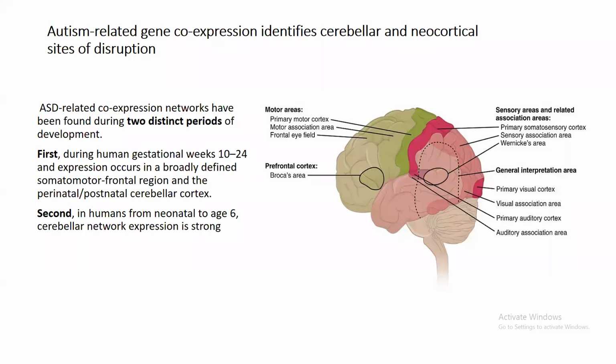First, during human gestational weeks 10 to 24, expression occurs in a broadly defined somatomotor frontal region, which is almost the frontal lobe of the brain, and the prenatal and postnatal cerebral cortex, which is basically the primary somatosensory cortex in this red area of the brain. So it's more likely to cause dysfunction in these two major areas of the brain. Second, in humans from neonatal to age 6, cellular network expression is strong.